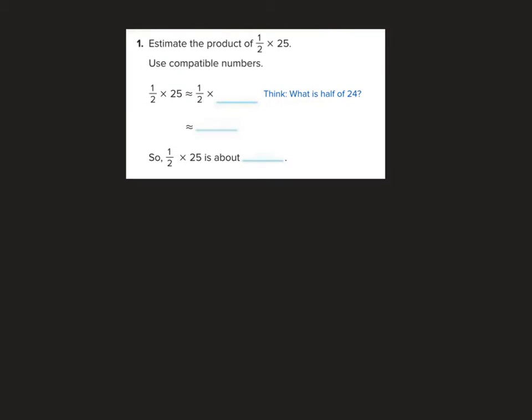All right, estimate the product of 1/2 times 25. I'm going to use compatible numbers because the numerator is 1, which really means I need to divide 25 in half, right? Divide it by 2. So to find half, we're going to go down to 24.